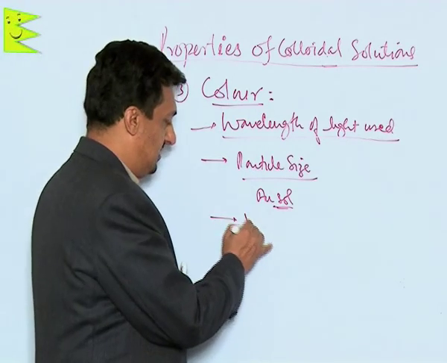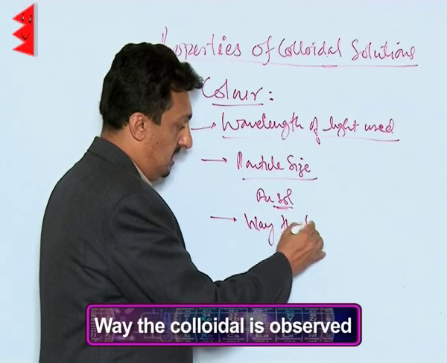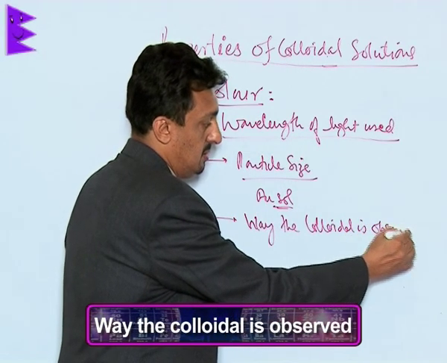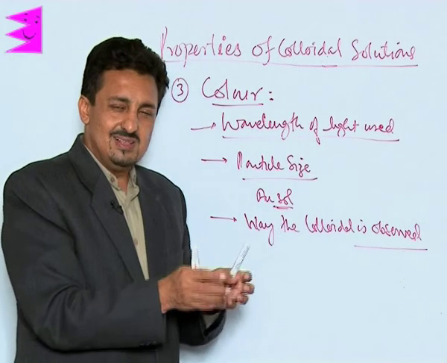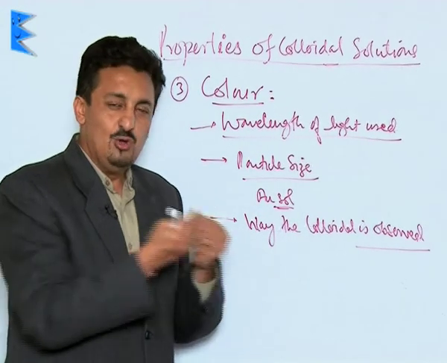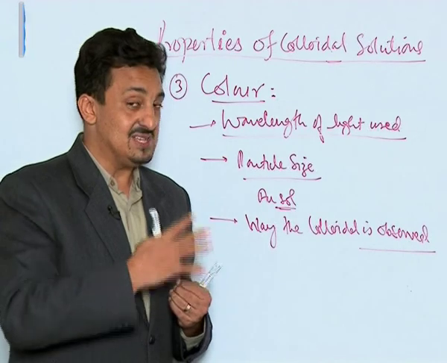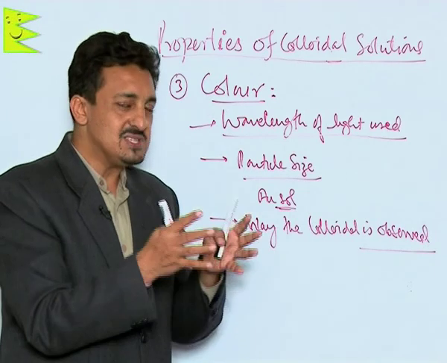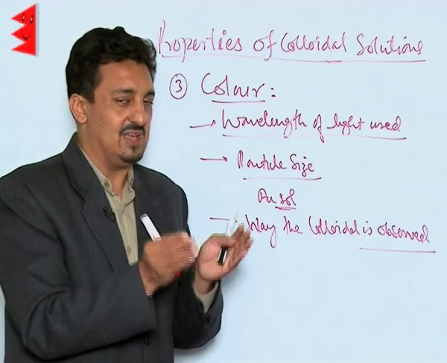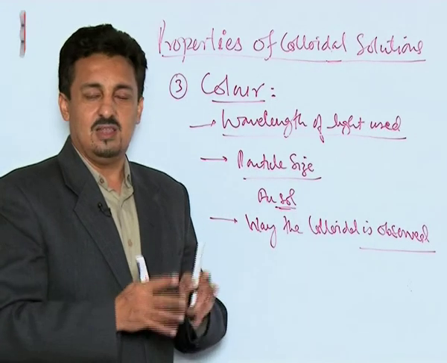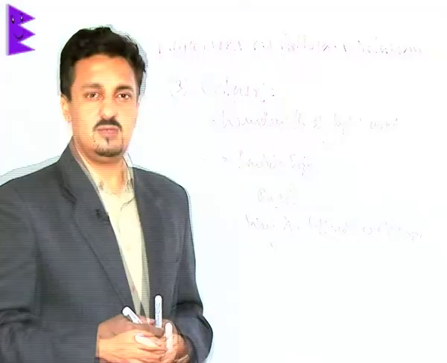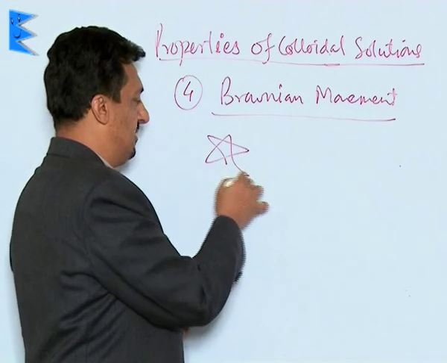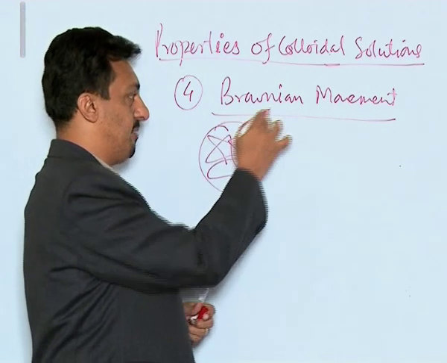And the third is the way the colloid is observed. Like a colloidal solution of milk and water appears blue to us in the reflected light, whereas the same appears red in the transmitted light. So how we are observing the colloidal system, that again decides the color. But remember, color is a very important property of the colloidal system. The fourth property of the colloidal solutions is Brownian movement. The zigzag movement shown by the colloidal particles is called Brownian movement.